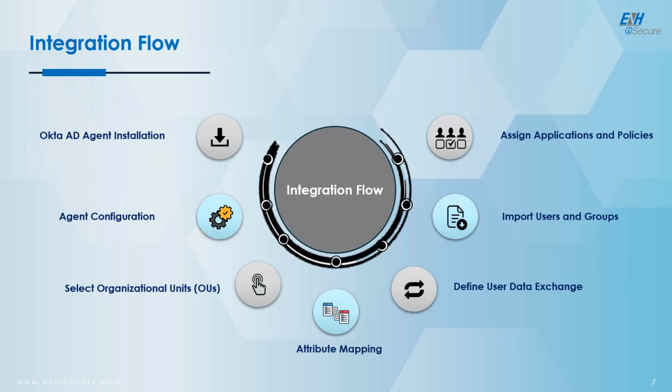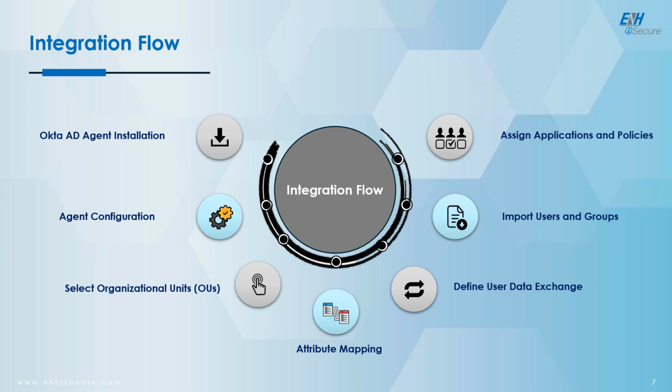Let's dive into the integration flow. In this integration flow, there are a few steps involved. First, we need to install the Okta Active Directory agent. We can download the Okta AD agent from the Okta admin console and install it on a Windows Server that has network access to your AD domain controller. This agent facilitates communication between Okta and your AD instance without requiring firewall changes.